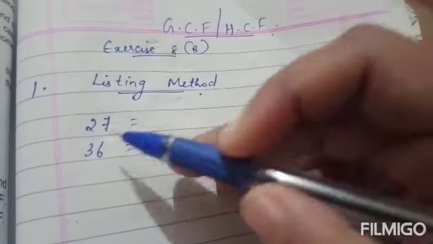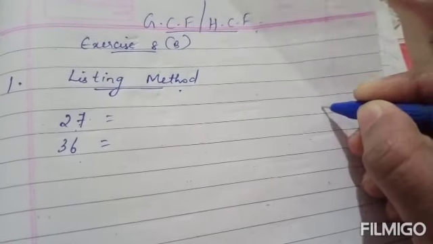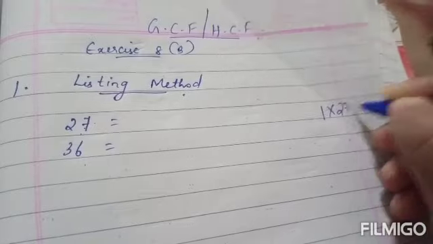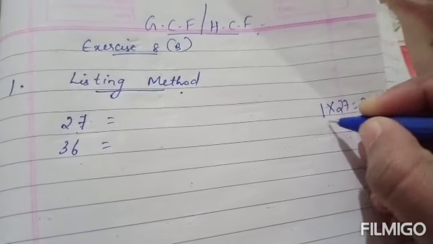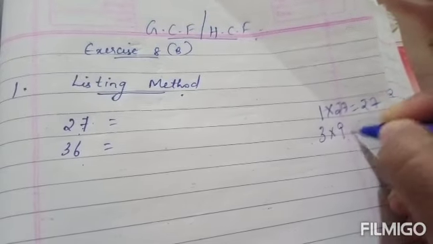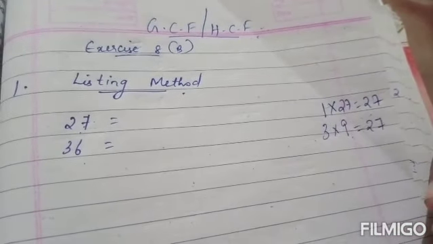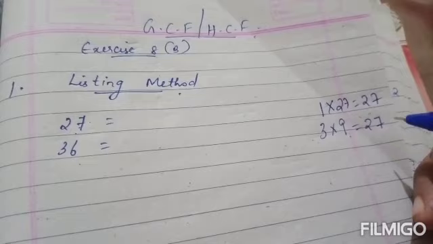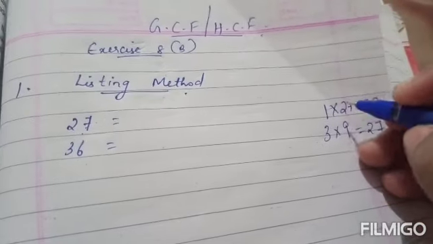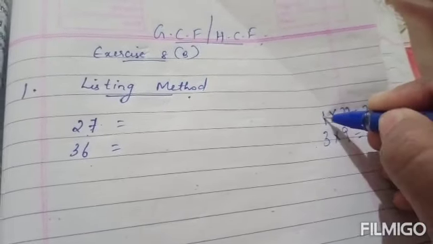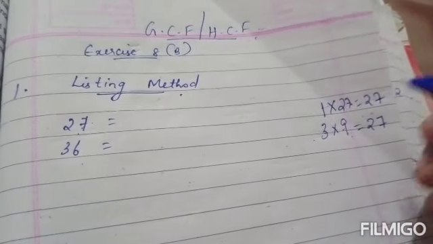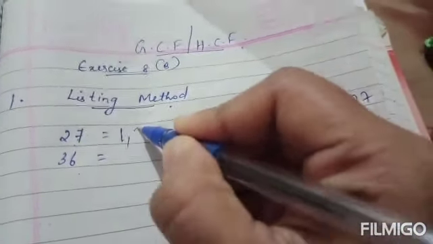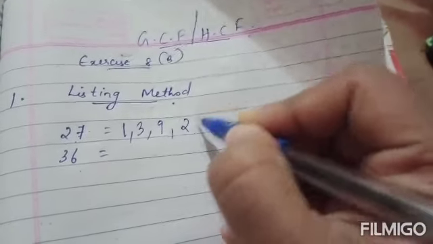So first we can take 27. We know 1 into 27 equal to 27. Then 3 into 9 equal to 27. Okay, this much only. So what are the factors of 27? 1, 3, 9 and 27. Okay, so you can write here 1, 3, 9, 27.